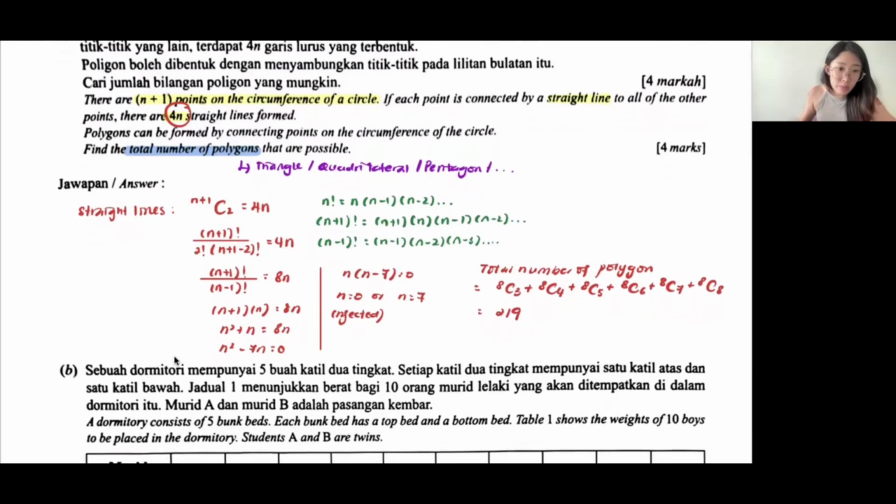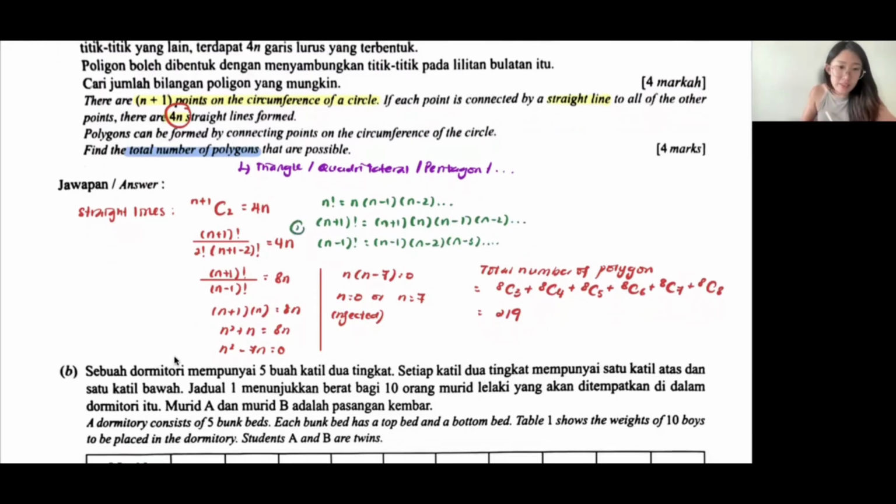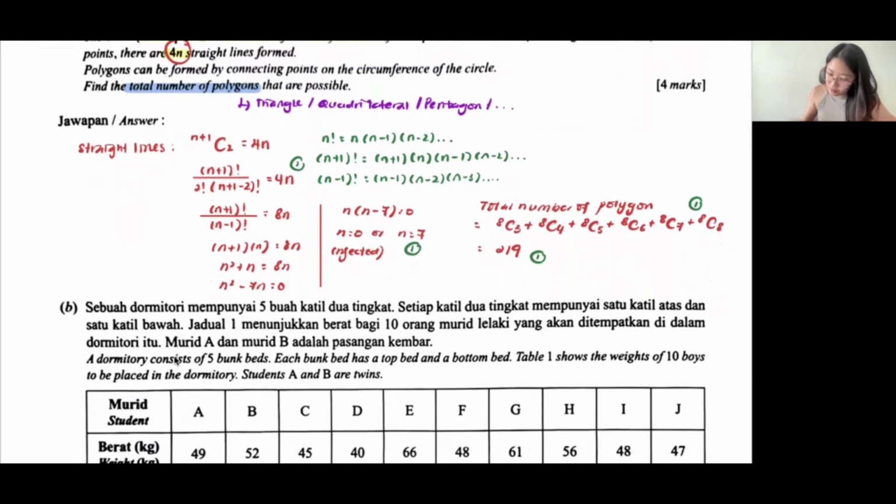Okay, how will the marks be given? Number one, applying the formula here. Then when you get 7, you get 1 mark. Then on nCr over here, 1 mark. Final answer, 1 mark. 4 marks in total. Slightly a bit challenging over here.